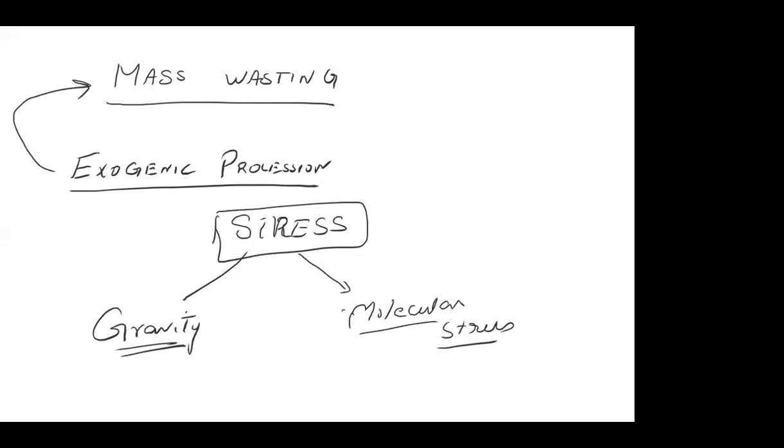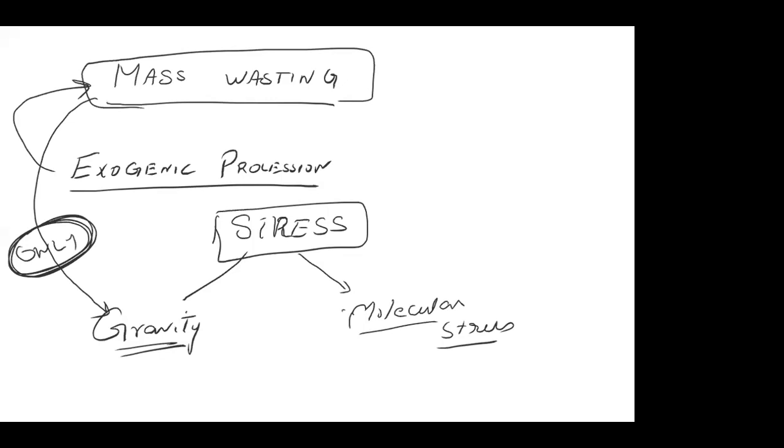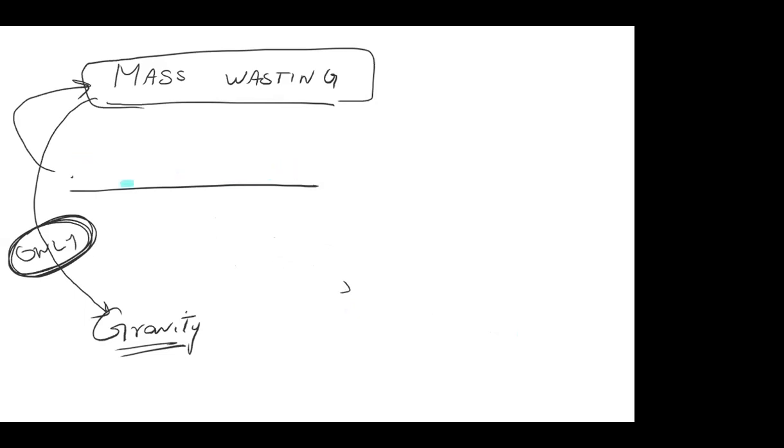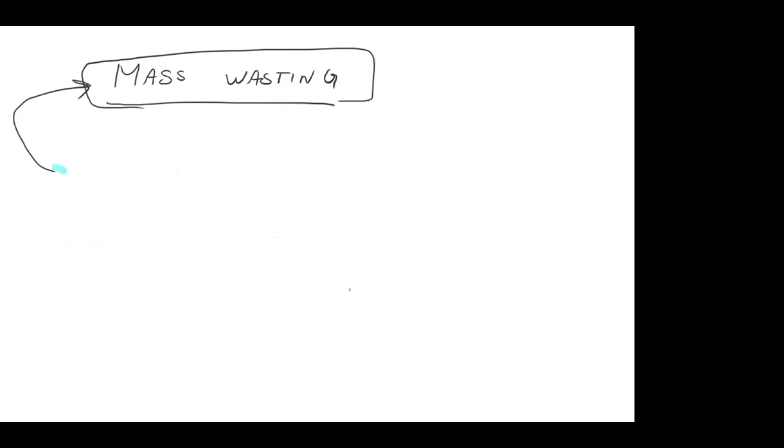Mass wasting is one and only due to gravity, one and only. If you want to remember any word from mass wasting, you should always remember this: one and only due to gravity. This is the greatest trap that will be set, simply because it doesn't align with our common sense. I'll give an example. Exogenic process is always due to stress in the materials. That stress is caused due to gravity or molecular stress. Molecular stresses are chemical reactions and stress like crystallization or solution, which mass wasting is not about. It's only about gravity.